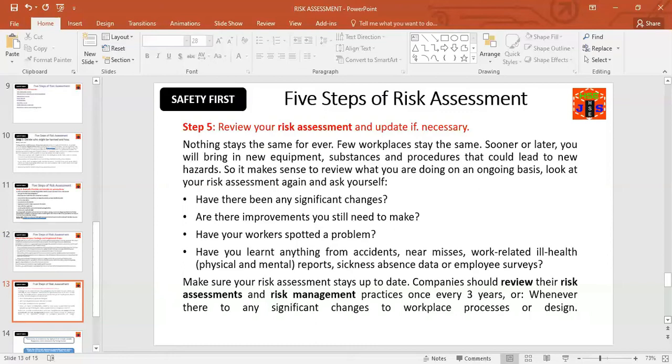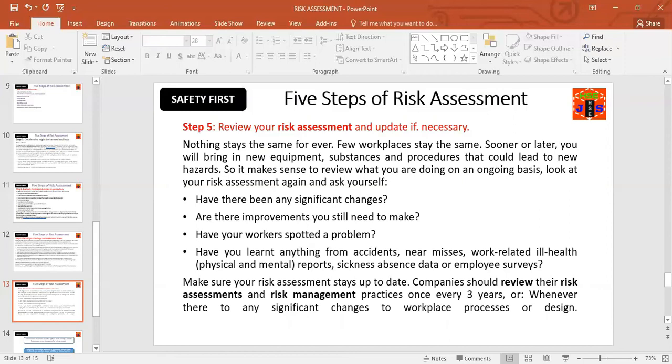Look at your risk assessment again and ask yourself, have there been any significant changes? Are there improvements you still need to make? Have your workers spotted a problem? Have you learned anything from accidents, near misses, work-related ill health, physical and mental reports, sickness absence data, or employee surveys? You are watching Safety First, and today's topic is risk assessment.